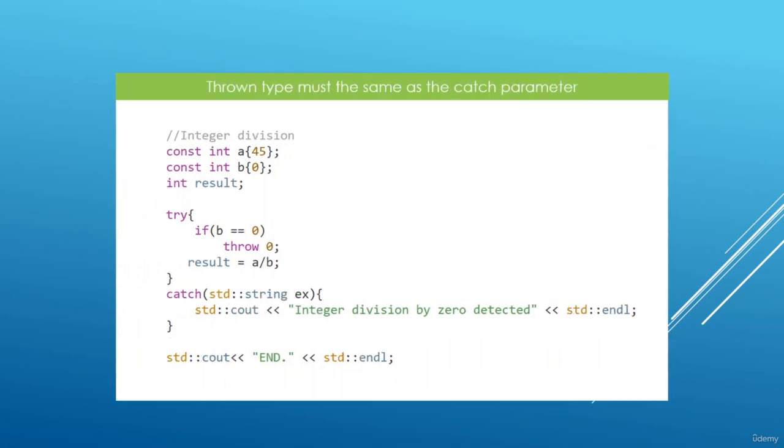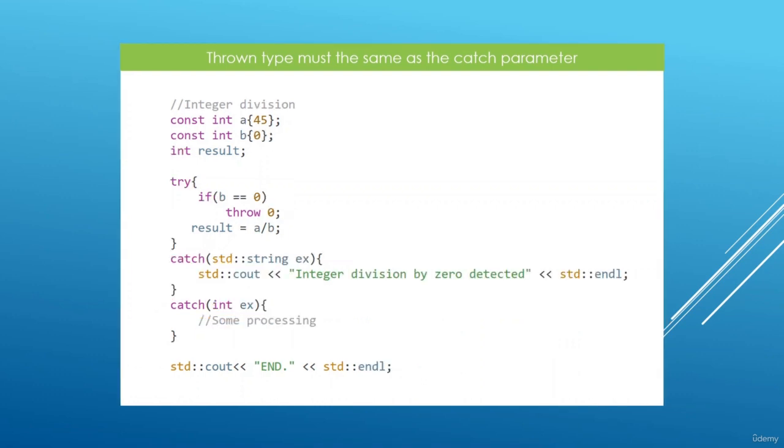Okay, another thing I want to bring to your attention is that the type you throw has to match with the type that you are catching. For example, here we are throwing an integer, but notice that we have a catch block which is only going to catch std string exceptions. So this is going to still crash our program because the C++ compiler is going to look for a possible catch block that would catch an int, and it's not going to find it here. What we have is a catch block that only catches strings here, so this is not going to work.